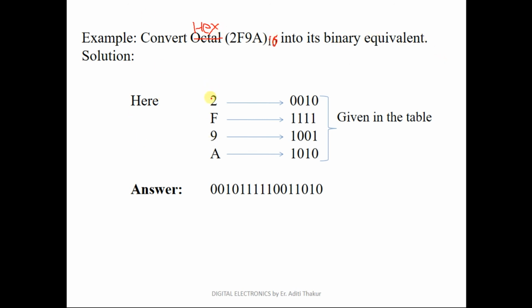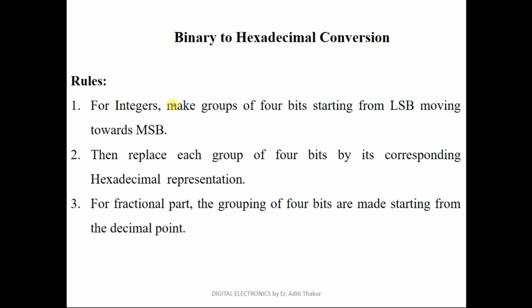So what we have to do is write all these digits separately, 2F9A, and write the corresponding 4-bit binary equivalent of each. So 2 is represented as 0010, F is represented as 1111, 9 is represented as 1001, and A is represented as 1010. By combining all these, we get the binary equivalent for the hexadecimal number 2F9A.